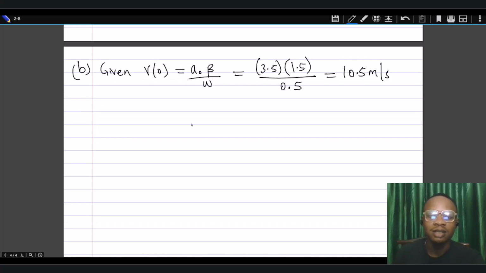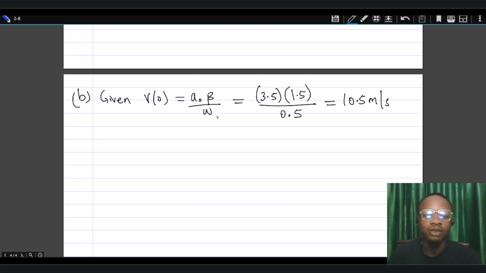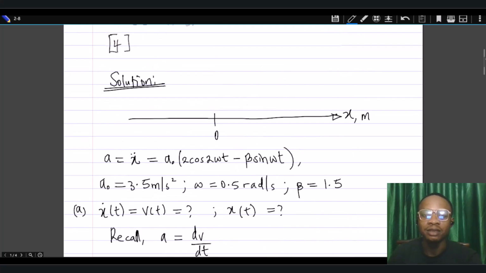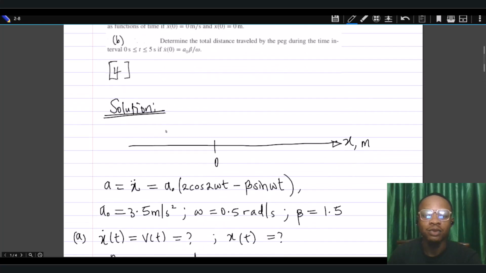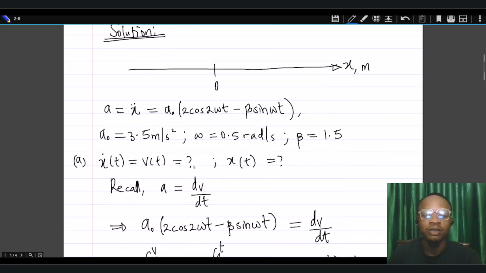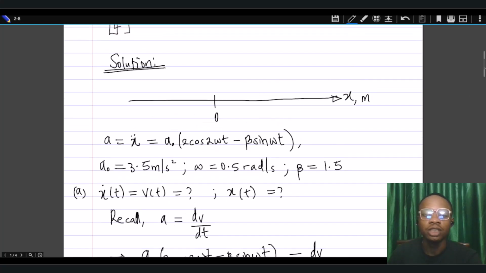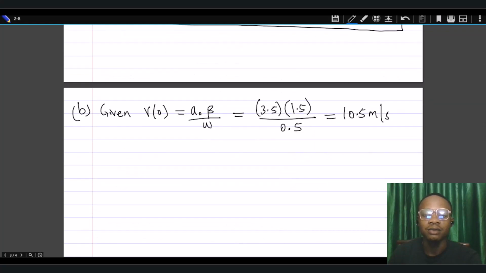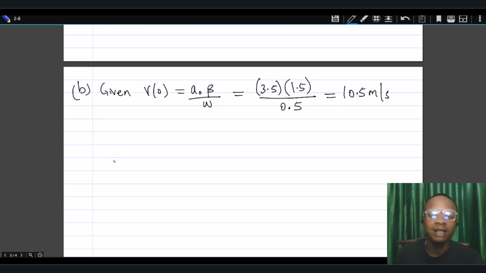So this is acceleration. We don't have to do a symbolic approach here because we're not really interested in velocity as a function of time. We need to evaluate distance. So let's get as fast as possible to our final expression. The acceleration is given by a naught into 2 cos 2 omega t minus beta sine omega t. So we will just use that directly.